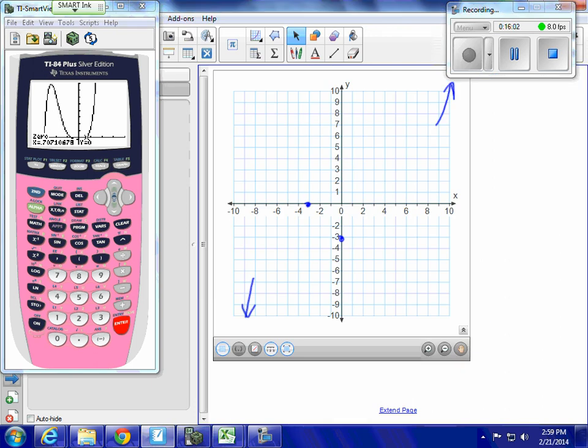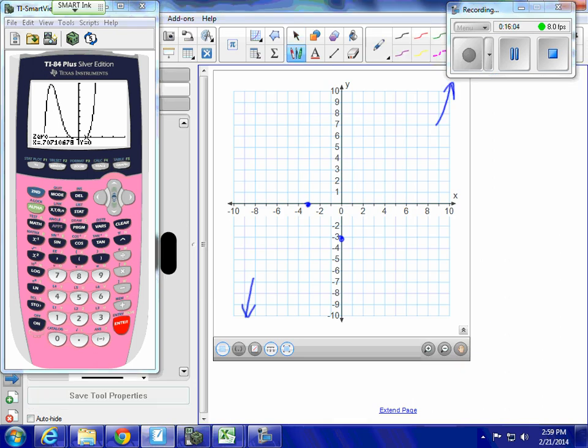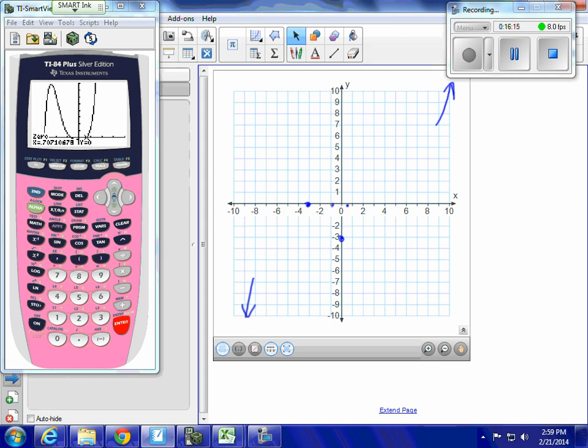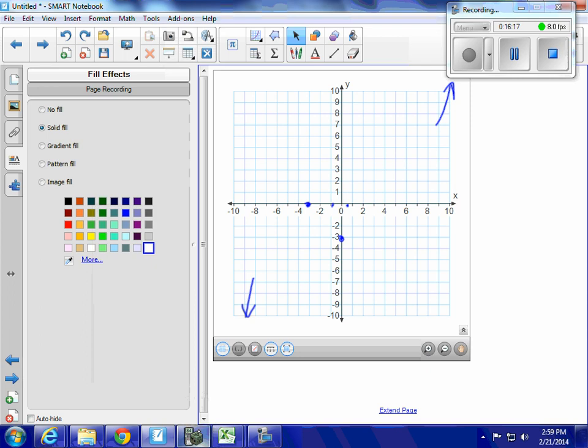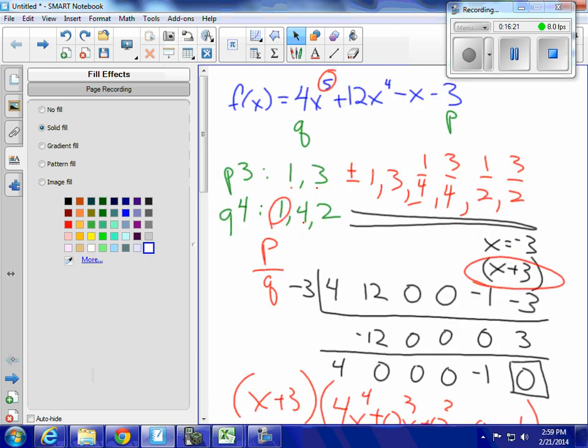About 0.7, that's a good spot to put it. So one of them is right about here, negative 0.7. The other one's right about there, positive 0.7. Those are close enough. And if I go back, I want to look at what are the multiplicities of these zeros.